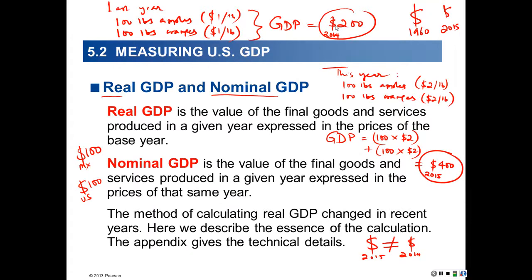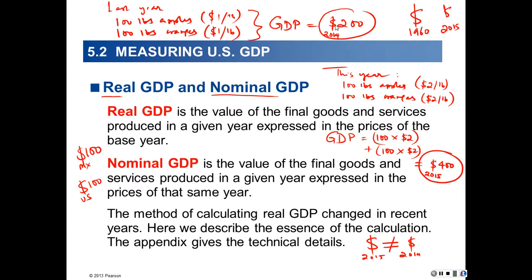Now remember, we actually live on apples and oranges. That's what we really eat. Is that correct? So since there was no change in the actual physical output of goods and services between last year and this year, Americans are actually just as well off this year as they were last year. There's no improvement, really, even though 400 is twice 200. So that is another way to think about this.